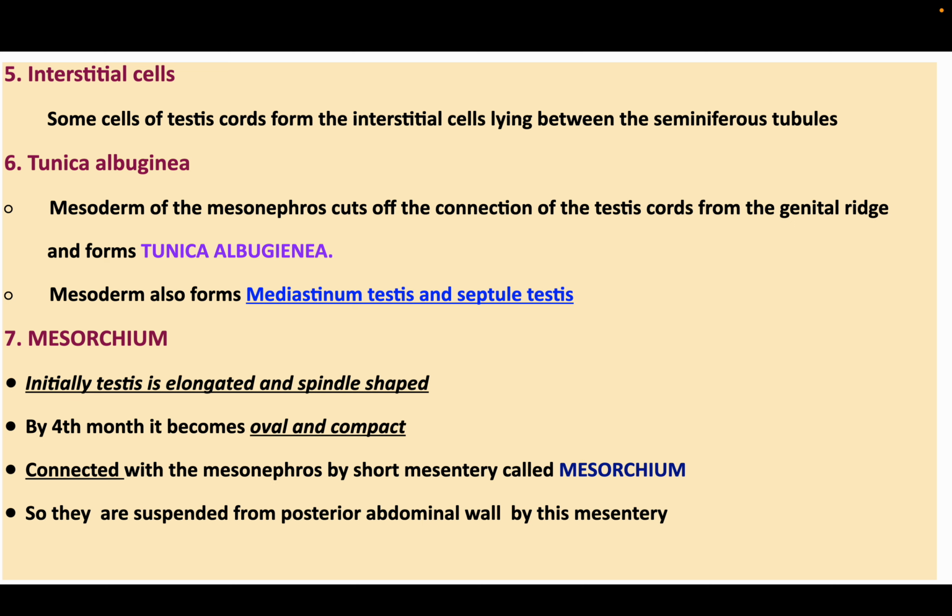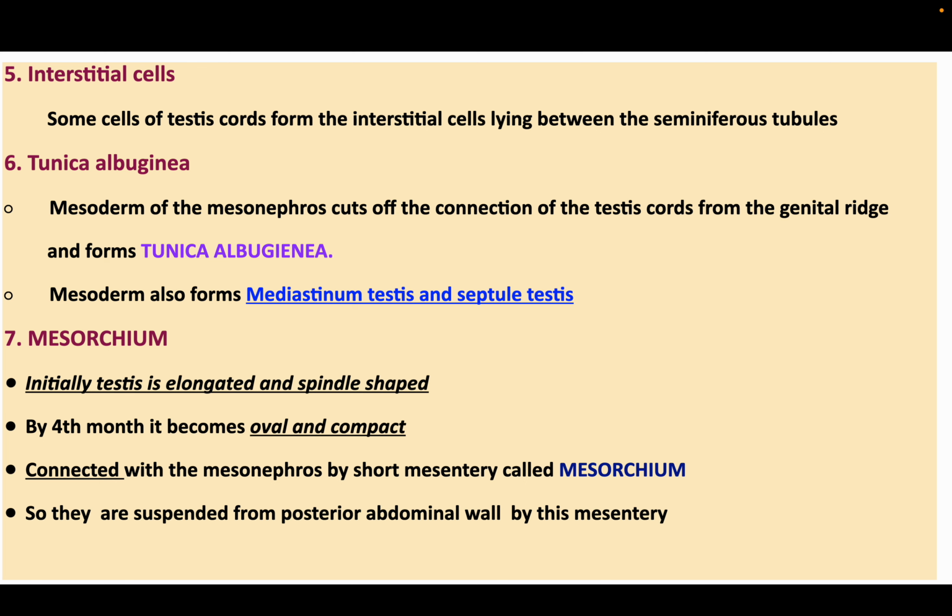Mesorchium: initially the testis is elongated and spindle shaped. By the 4th month it becomes oval and compact. It is connected with the mesonephros by a short mesentery called the mesorchium. So what is this mesorchium? It is basically a type of mesentery which hangs the testis from the posterior abdominal wall.